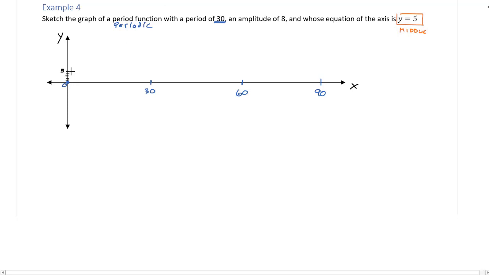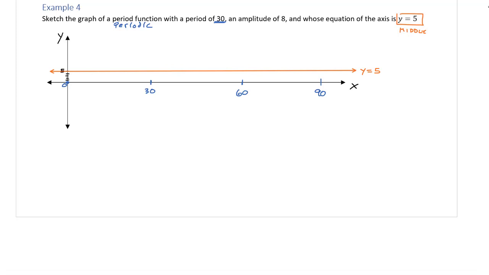Just get out your ruler and make a little sketch like I'm doing here. I'm going to draw in the equation of the axis, which is always a good idea. I'm a little bit off there, but you get the point. We'll just say that's where 5 is. It's hard to get this to line up. Okay, let's label that y equals 5. So that's the middle of our graph.